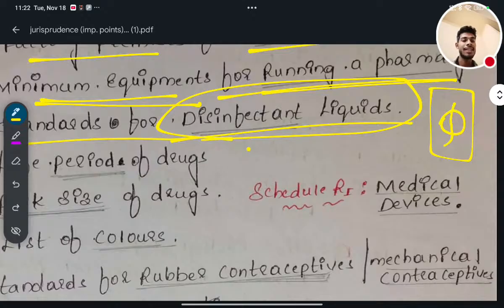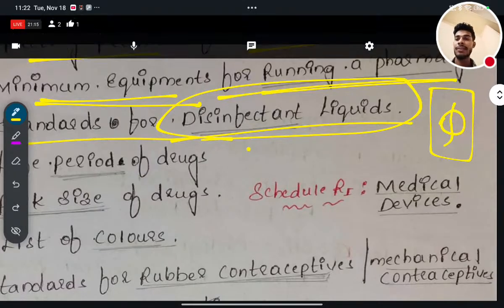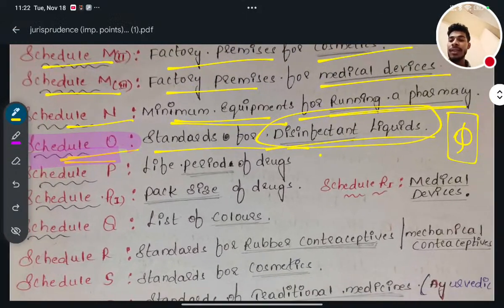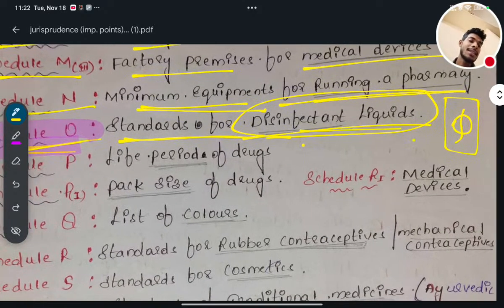If you remember, there is a symbol on disinfectant bottles such as Dettol, Savlon and everything. This symbol can make you remember Schedule O. So in Schedule O, what will you see? Standards for disinfectant liquids such as Dettol, Savlon and all these things.